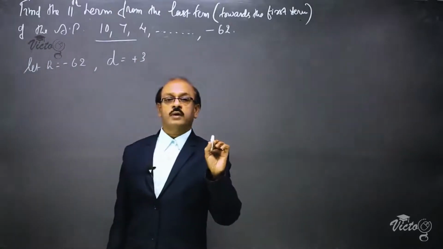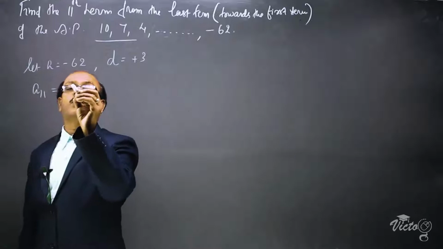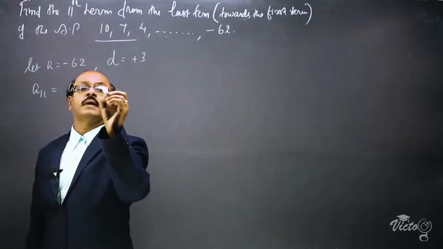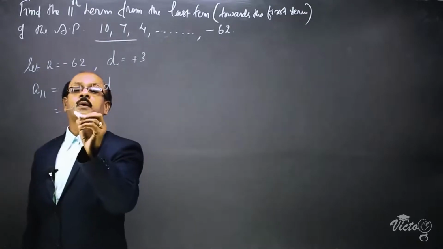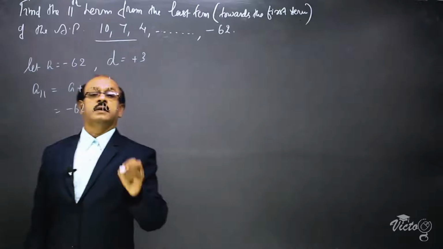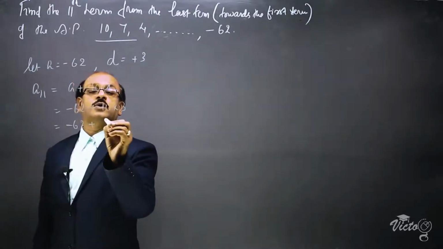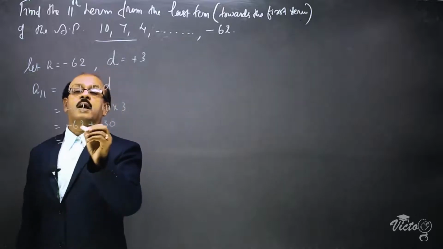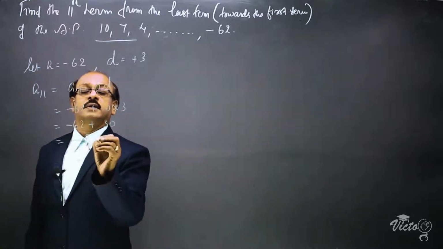And we have to find out the 11th term, A11. A11 formula is A plus 10D. The value of A is minus 62 plus 10 into the value of the common difference D, which is 3. Minus 62 plus 10 into 3, 30. Then minus 62 plus 30 is equal to minus 32.